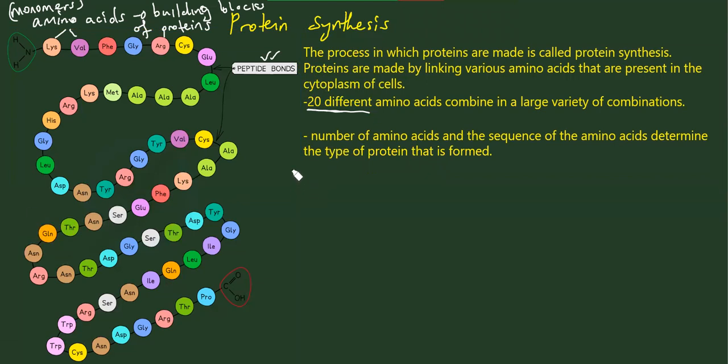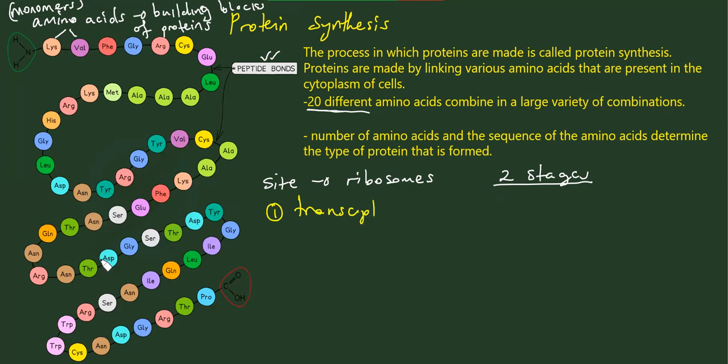Now, where does protein synthesis occur? We want to know the site of protein synthesis. It occurs on the ribosomes. But does it start on the ribosomes or end on the ribosomes? It ends on the ribosomes, where we have the combination of amino acids. It is split into two stages: transcription, which occurs in the nucleus.